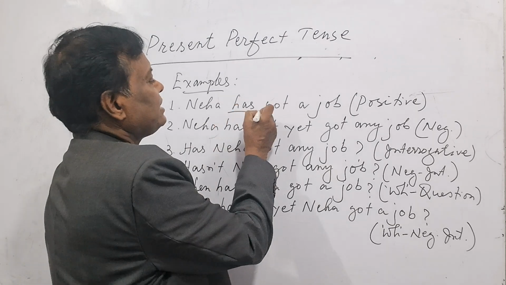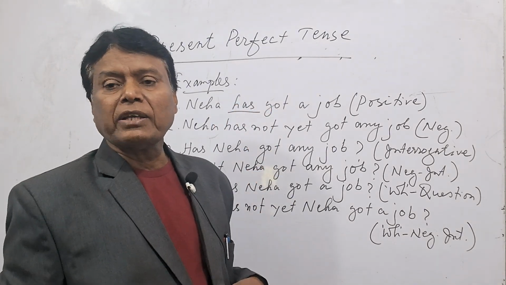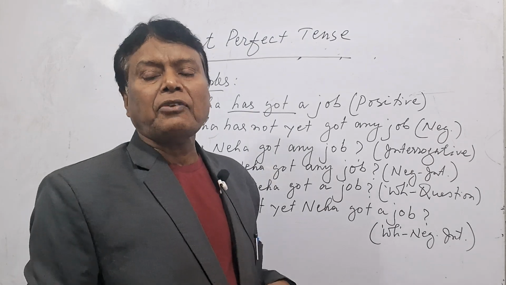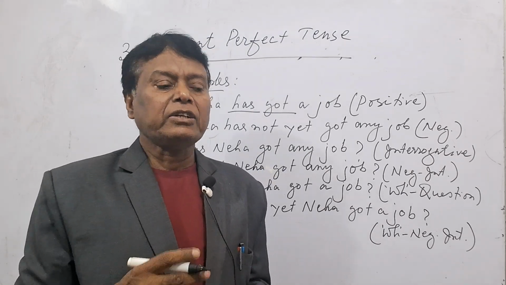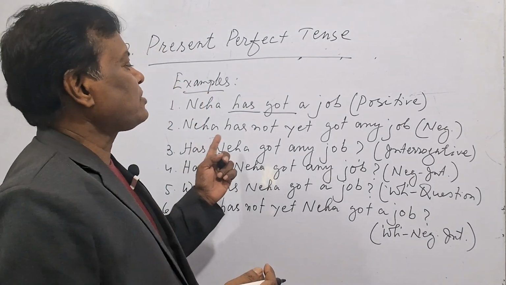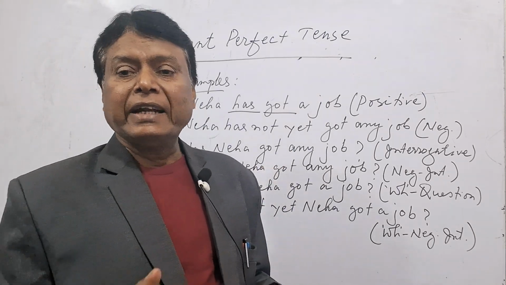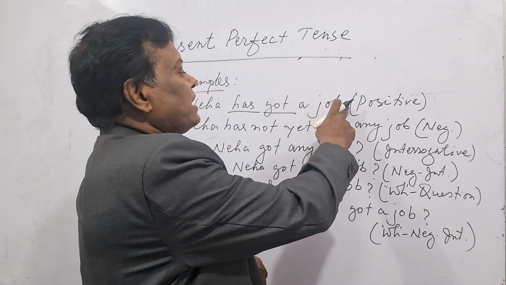So Neha, he, she, it, third person singular number. That's why has. Got, get, got. Got is the third form of the main verb get. So Neha has got a job. It shows that recently she got a job. Date is not mentioned, time is not mentioned here.